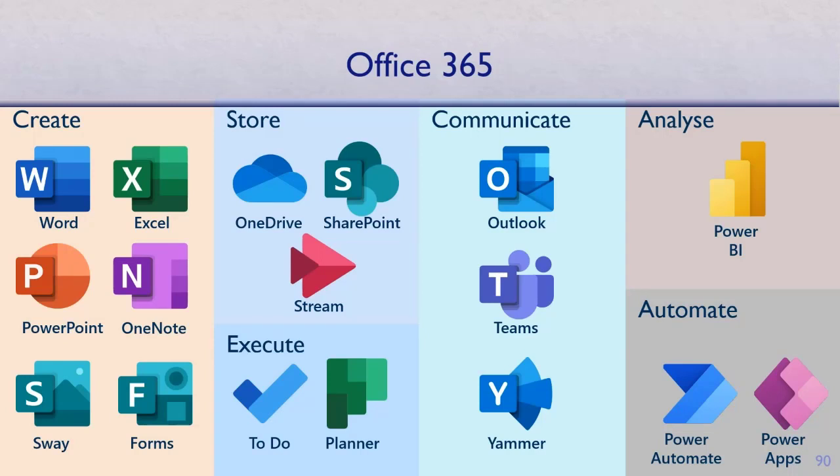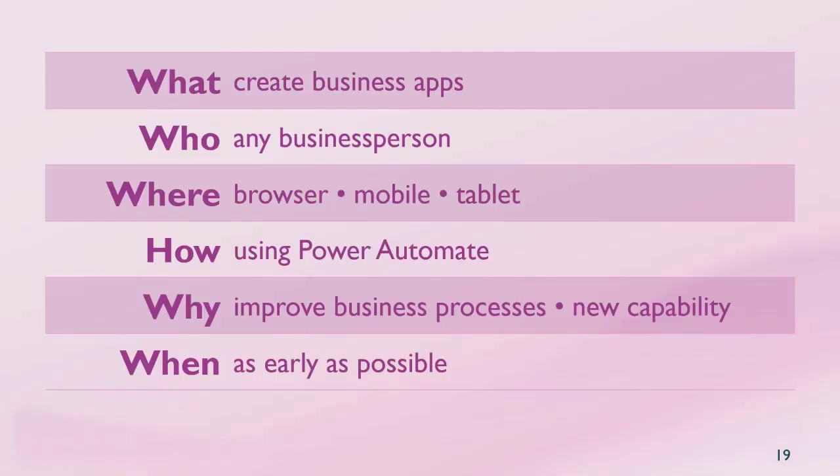Having said that, it also integrates with 300 plus outside applications. You can even create custom connectors and integrate with your line of business apps. Where do you create it? On browser. Where do you use it? Browser, mobile, tablet. How? Using Power Automate. When and why? Those are the important things. Why is the most important: in order to improve something which is already happening, or doing something new which you were not capable of doing. So that's the call to action.